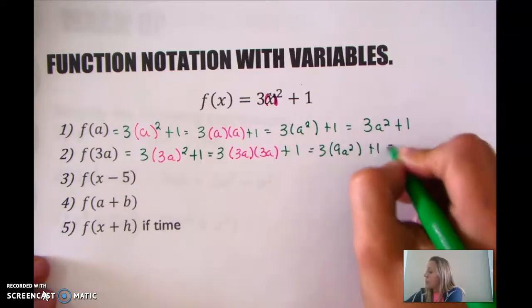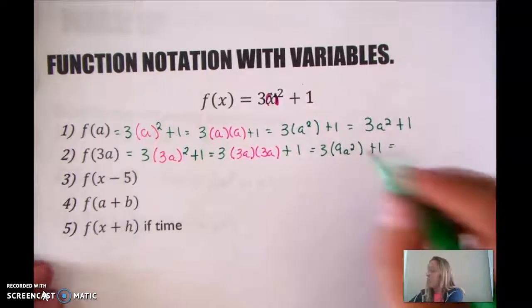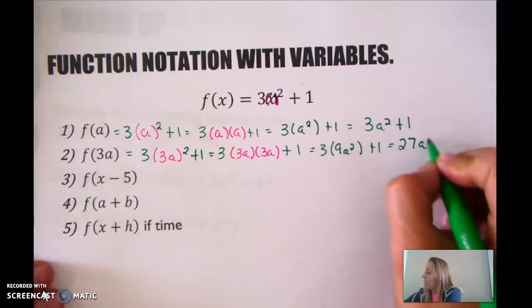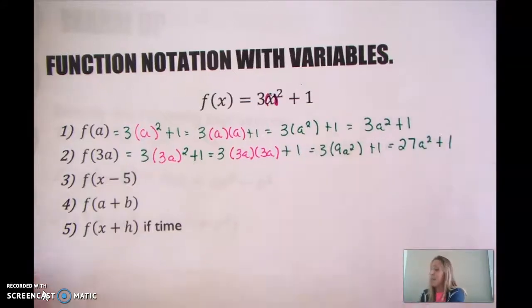plus 1. Well, we're not done. We distribute that first 3. So we have 3 times 9, so we get 27a squared plus 1, and now we're done.